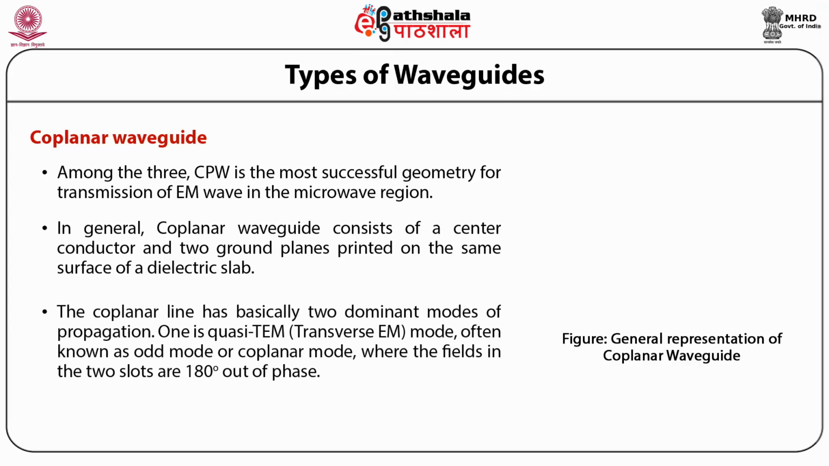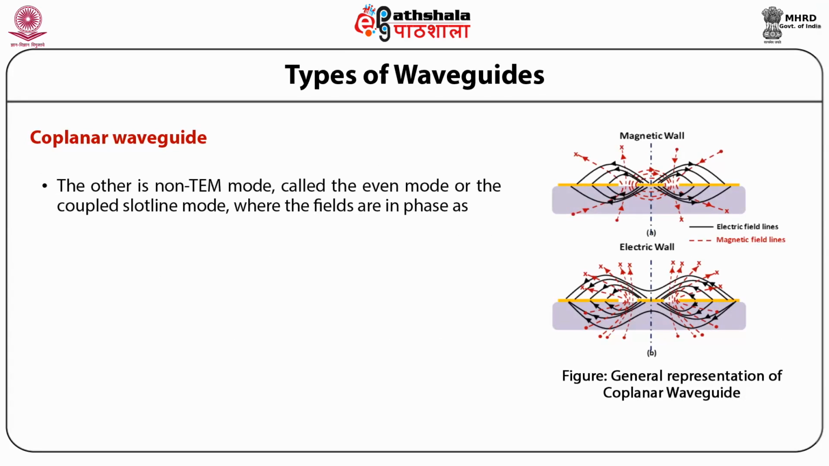The coplanar line has basically two dominant modes of propagation. One is quasi-TEM mode, that is transverse EM mode, which is also known as odd mode or coplanar mode, where the fields in the two slots are 180 degrees out of phase, as shown in this figure. The other is non-TEM mode, called the even mode or the coupled slot line mode, where the fields are in phase as shown in the figure.